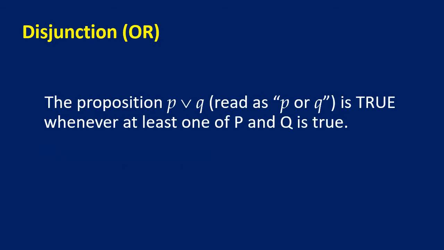Let us now go to the next connector, disjunction, or. This is the symbol for or. The proposition P or Q is true whenever at least one, you only need at least one of them to be true. Remember, for and, both must be true for it to be true. For P or Q, you only need at least one.